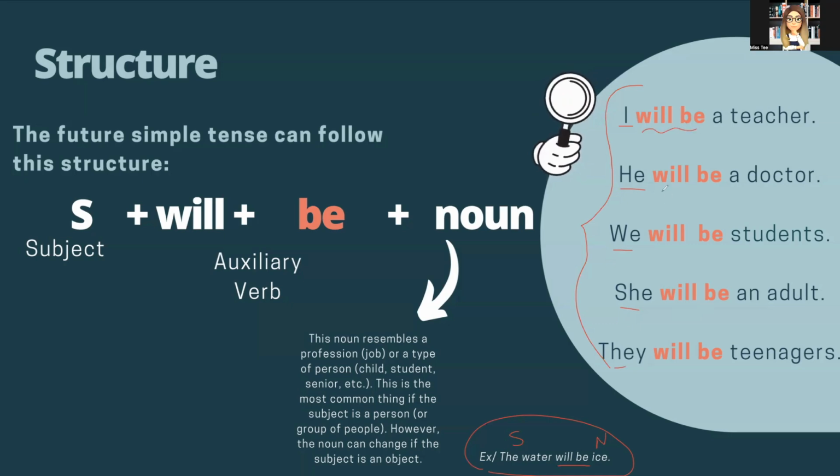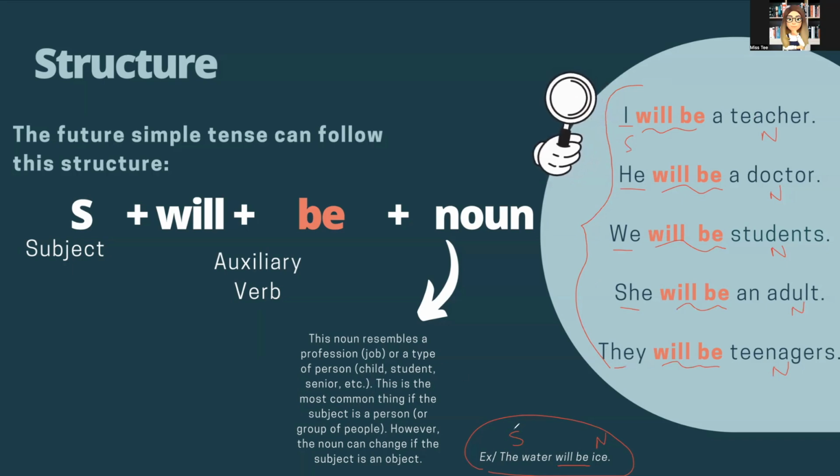So "will be," we're still following the structure. We're not changing anything. It's always going to stay the same, but now we're following with nouns. And nouns are professions or types of people. Teacher is a job, a profession. A doctor is a job or profession. Students, we can say occupation, type of person. Adult is a type of person, and teenager is a type of person. Because all of these are subjects for people, all of these nouns can be for people, types of people, jobs as well.